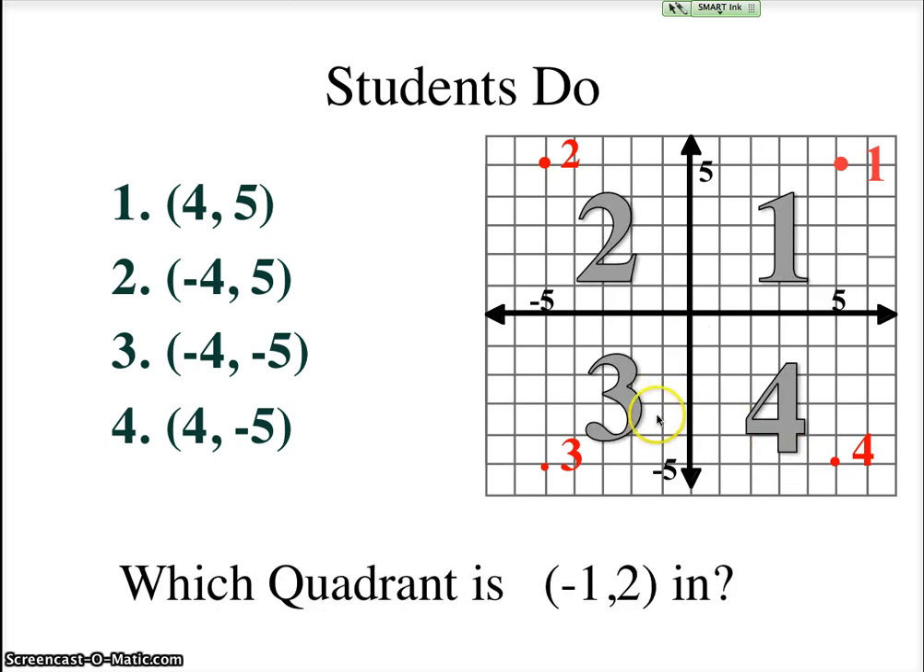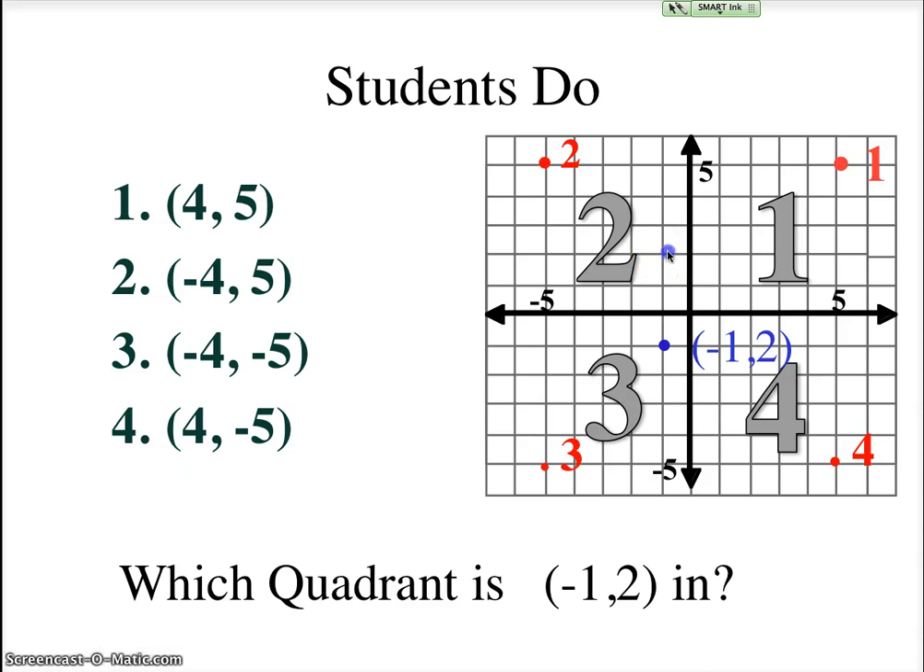Again, the quadrants: quadrant 1, quadrant 2, quadrant 3, quadrant 4. Point 1 is in quadrant 1, point 2 is in quadrant 2, etc. Which one is negative 1, 2 in? Here's negative 1, up 2. This should be quadrant 2.